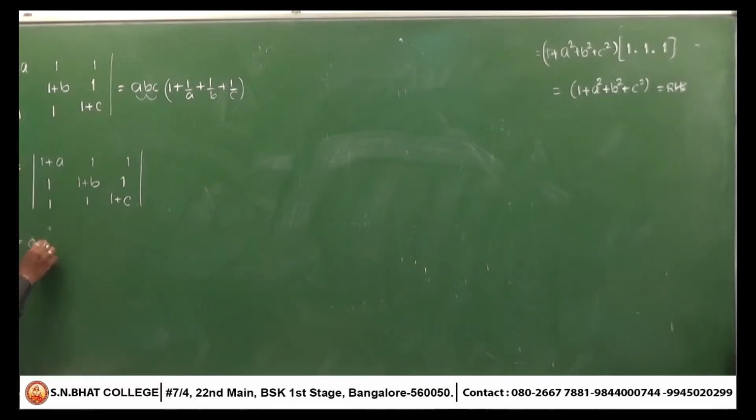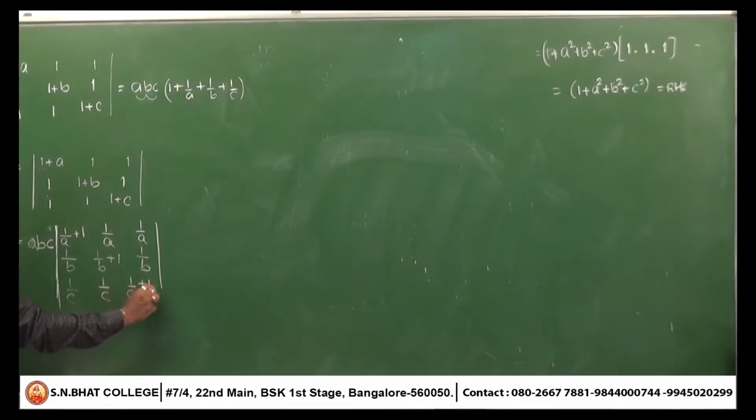Take A common factor from the first row. If I take A common factor, it becomes 1 by A plus 1, 1 by A, because A into this one is 1 plus A, and A into 1 by A is 1. Next you take B common factor in the second row: 1 by B, 1 by B plus 1, 1 by B. Take out C common factor from the third row: 1 by C, 1 by C, 1 by C plus 1.